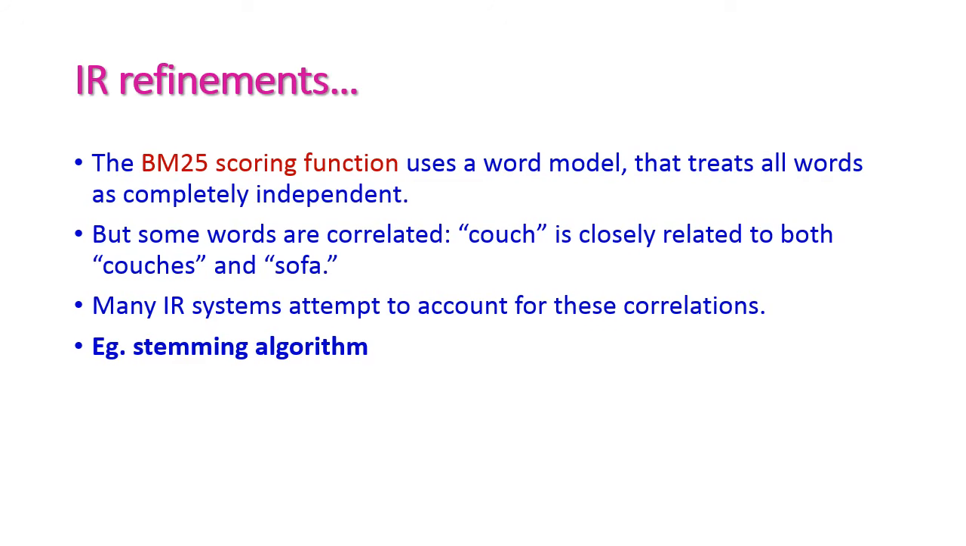The second one is the BM25 scoring function. This is used for a word model which treats all words as completely independent. But the word coach is closely related to both coaches and sofa, isn't it? Many information retrieval systems attempt to account for these correlations by using stemming algorithms.